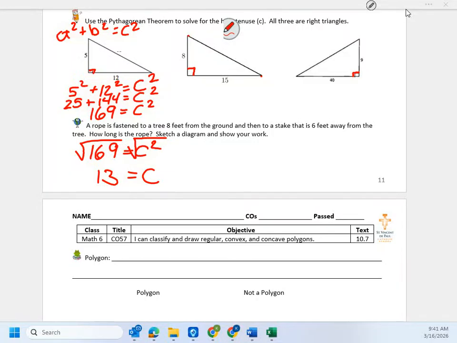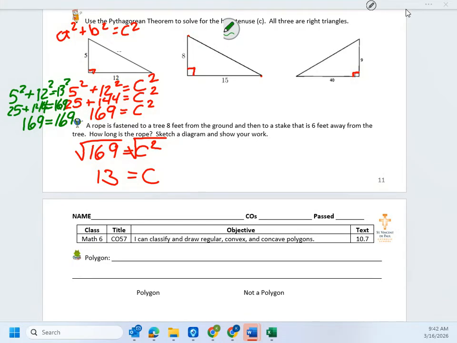169. So if we say 5 squared plus 12 squared equals 13 squared, we get that 25 plus 144, and 13 squared is 169. 25 plus 144 is 169. It balances out. Both sides equal the same.